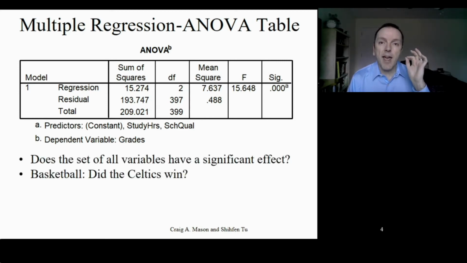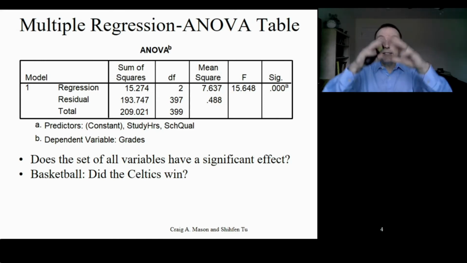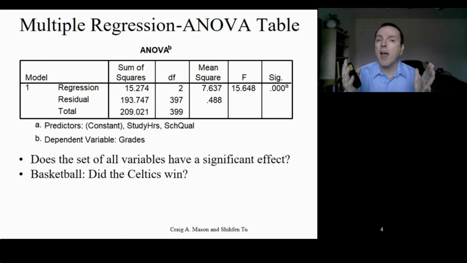In regression, the F-test in our ANOVA table tests whether the set of all the variables in our model have a significant effect as a set. Can you reject the null based on the group of variables in our model? Using basketball as an analogy, the ANOVA table tells you whether the Celtics won. In this case, we see that our F-test with 2 and 397 degrees of freedom is equal to 15.648. Our p-value is less than 0.001.